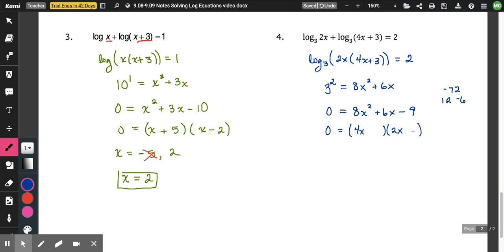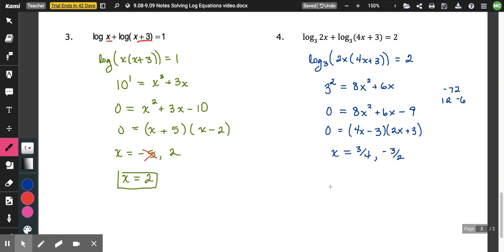Then 4 times whatever I put over here has to be either positive 12 or negative 6. I can make the positive 12 by multiplying by a positive 3. And then 2 times whatever I put over here has to be negative 6. So that would be a minus 3. So now it's factored. To solve now, I'll set each of those factors equal to 0 and then solve those little equations. We can do that in our heads now. So 3/4 for one of them and negative 3/2 for the other.